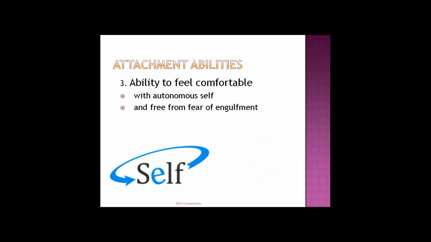Third attachment skill here: the ability to feel comfortable, first with your autonomous self, and secondly, free from a fear of engulfment. This is what I mean by this. Now, you know that your well-being is not dependent on someone else making it okay, whatever it is. So let me repeat that. Your well-being is not dependent on someone else making it okay. That's the understanding that I am autonomous. I have abilities. I am not drawn in and dependent upon other people to make me okay.